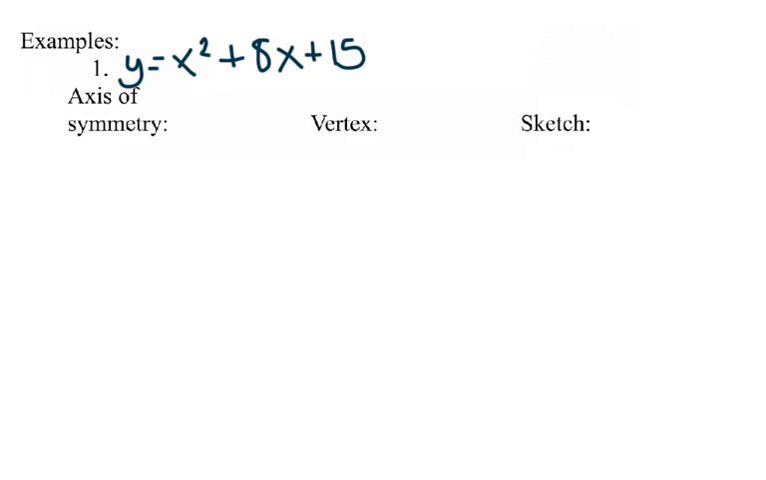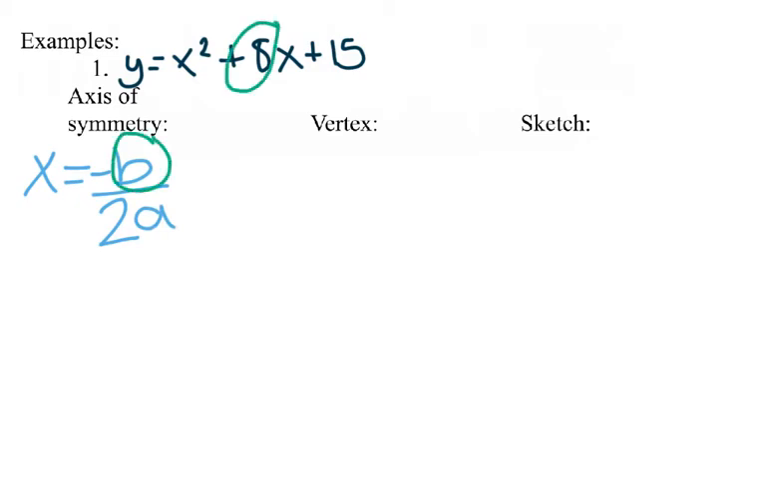Okay, so we're going to do this one together. The first thing we're going to do is find the axis of symmetry. If you'll remember, the axis of symmetry is this formula: negative b divided by 2a. When I say b, I'm talking about the number in front of x. So this is going to be a negative 8 divided by 2 times a. And when I say a, I'm talking about the number in front of x squared.